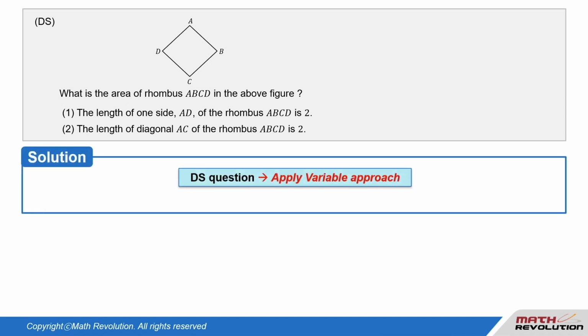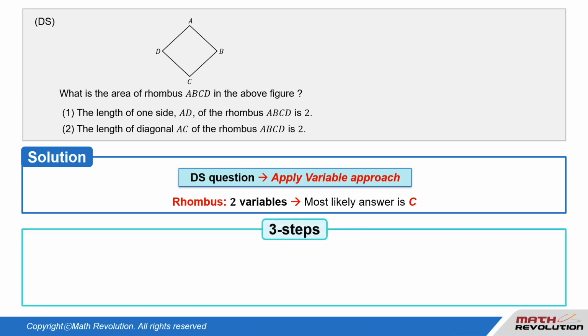Solution. Let's solve this DS question using the variable approach. A rhombus has 2 variables, so C is the most likely answer. Let's apply the 3 steps suggested previously.